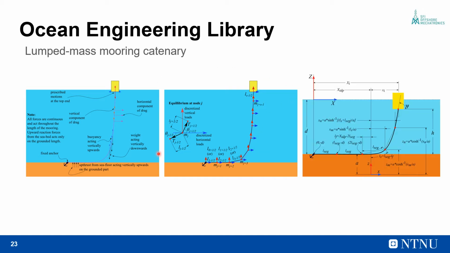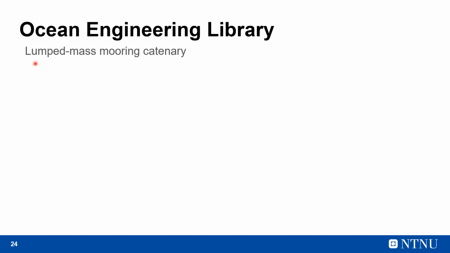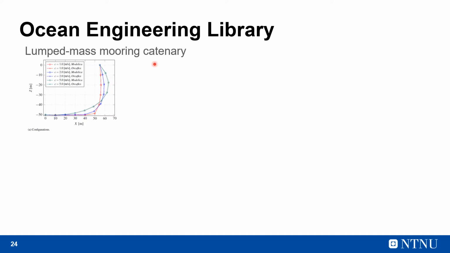Again, in this method, the initial positions of the nodes are determined based on the quasi-static catenary theory, and the boundary value problem is then stepped up in time. We present results to showcase agreement with OrcaFlex simulations. In the first case, the top end of the mooring line is held fixed at x equal to 55 meters and varying currents are applied.